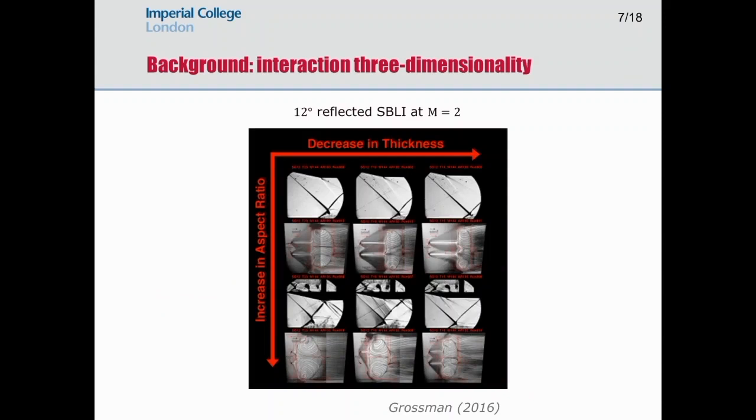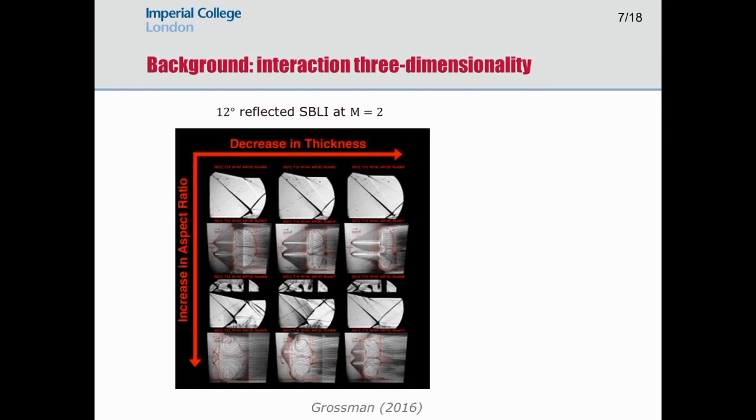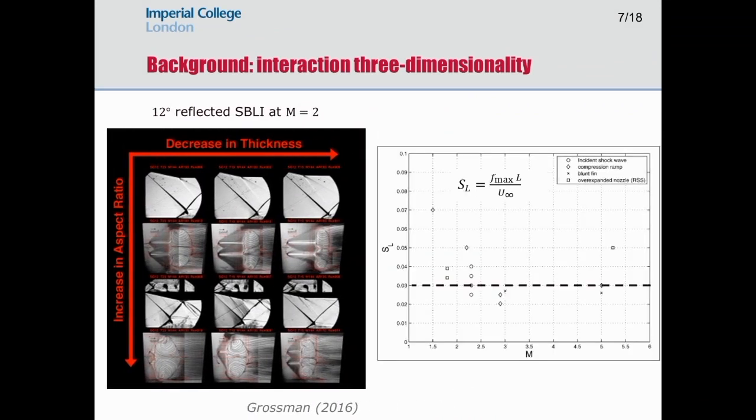Previous work in the group showed that for an interaction of one strength, changing the height of the shock generator and the thickness of the shock generator gave a whole range of separation lengths. So again, perhaps just considering the centerline isn't going to collapse our Strouhal number, this graph that I showed earlier. I wanted to just highlight, these were all experiments conducted in Marseille in France in the same wind tunnel for an incident reflected SBI.